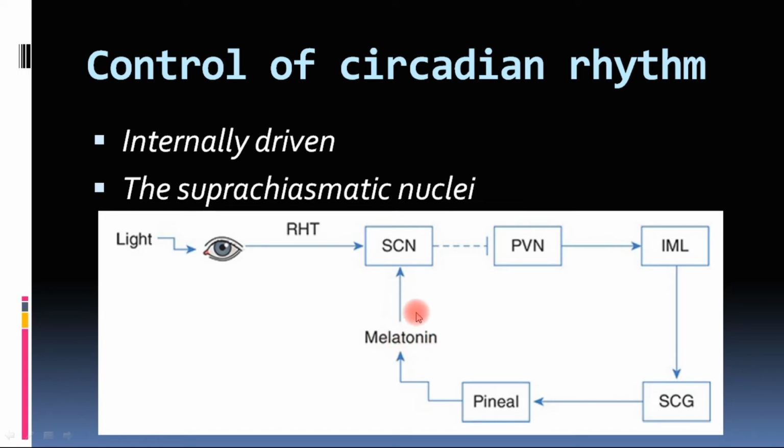Okay, so what happens when this is just a cycle with reference to the environmental cues? When the light is present, the individual is exposed to the daylight, the suprachiasmatic nucleus starts its action and it inhibits this whole process. What does it inhibit? It ultimately inhibits the secretion of melatonin from the pineal gland.